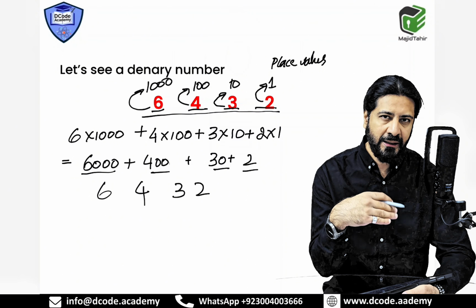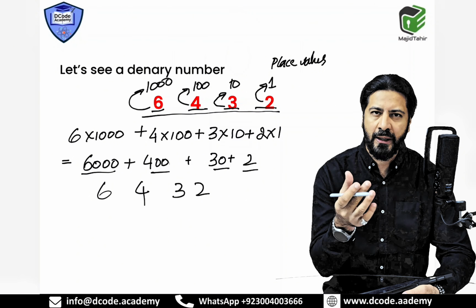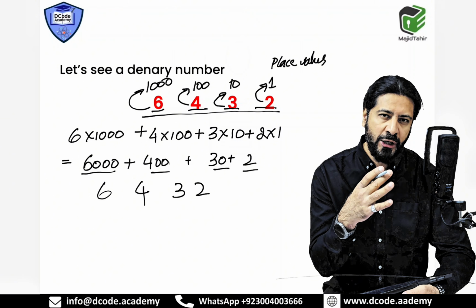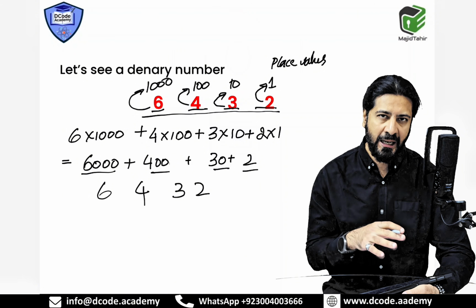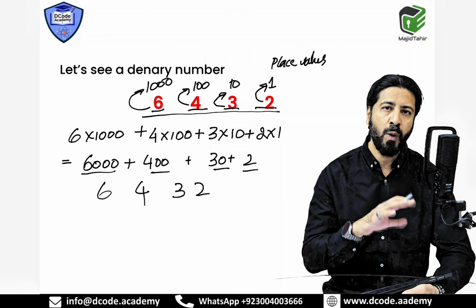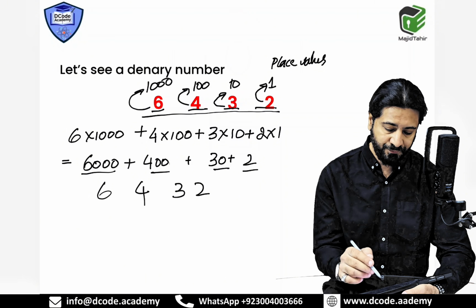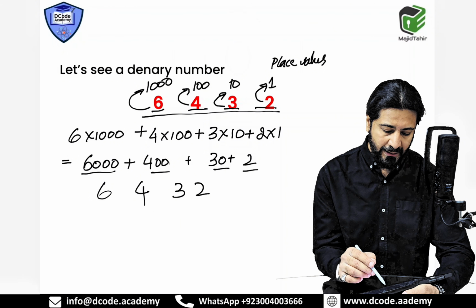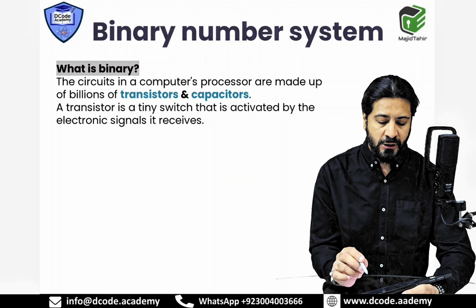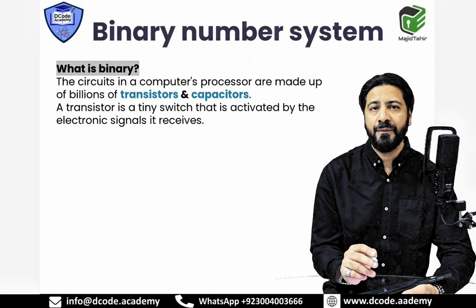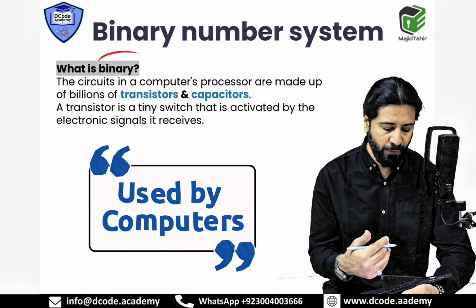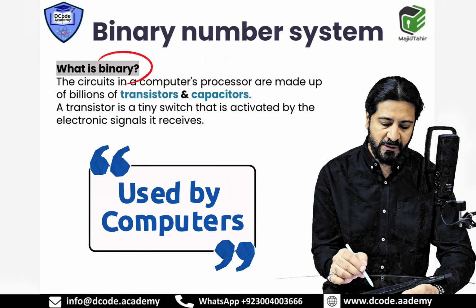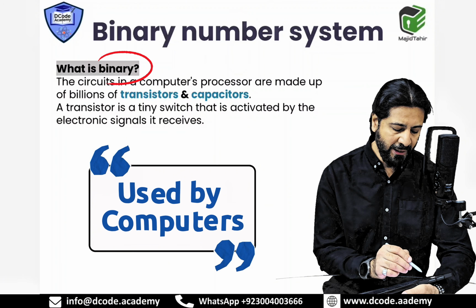Why are we doing it for the Denary numbers, as you already know it? Because when we are going to compute in the binary numbers, this process will help us in the conversion from one number system to another number system. Okay, so let's move forward. As we have just discussed, we humans work in the Denary number system or decimal number system, and computers work in the binary number system. Now we are going to discuss what a binary number system is.